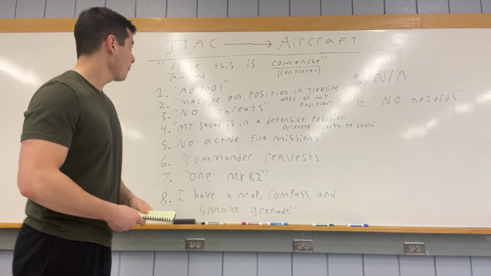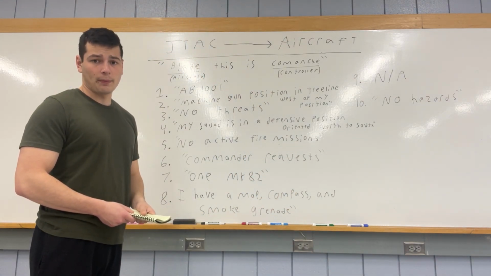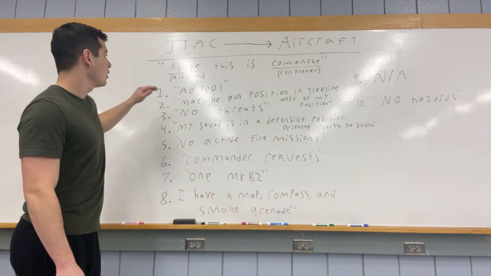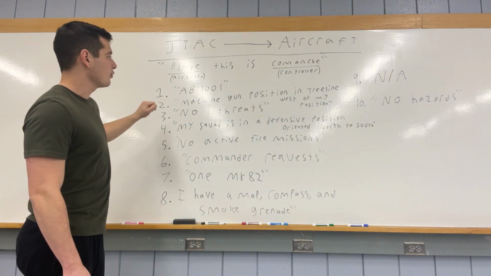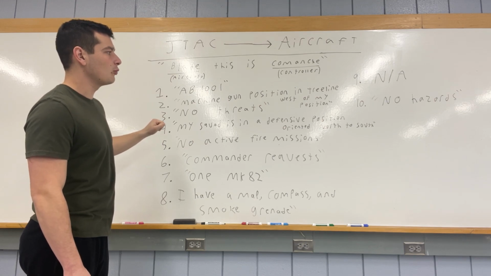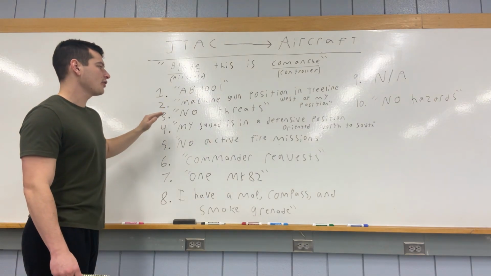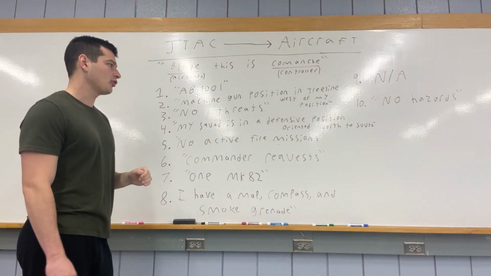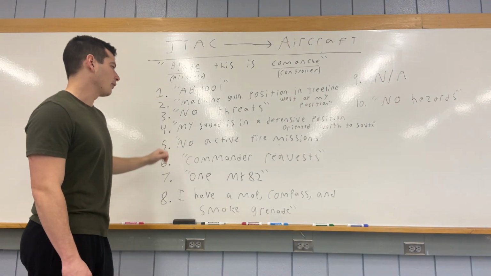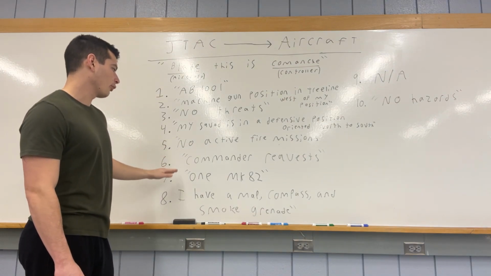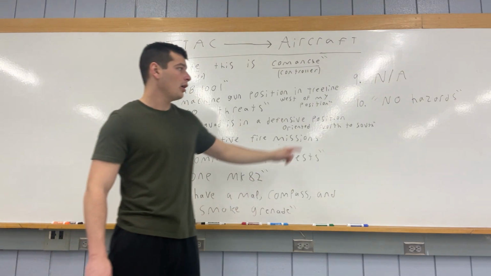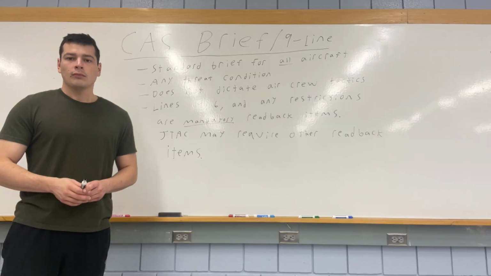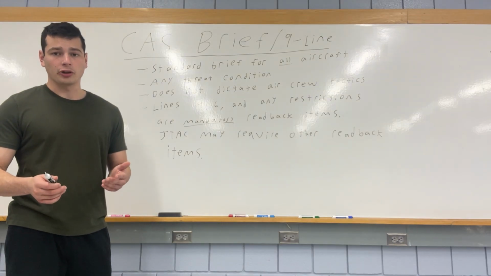So altogether, the JTAC's aircraft sitrep will sound like this. Blade, this is Comanche, Alpha Bravo 1001. There's an enemy machine gun position in the tree line west of my position. No threats. My squad is in a defensive position oriented north to south. We have no active fire missions. Commander requests 1 by Mark 82 bomb. I have a map, compass, and smoke grenade. No hazards. All right, so at this point, we're done with our check-in brief.